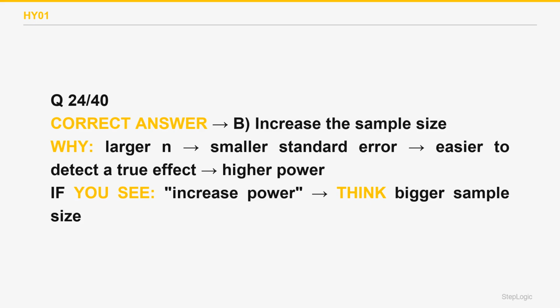Lowering alpha from 0.05 to 0.01 makes the significance threshold stricter, which actually reduces power. Choice C. Wrong. A smaller true effect size is harder to detect and therefore lowers power, the opposite of what is wanted. Choice D. Wrong. The most dependable way to raise power is to increase the sample size.